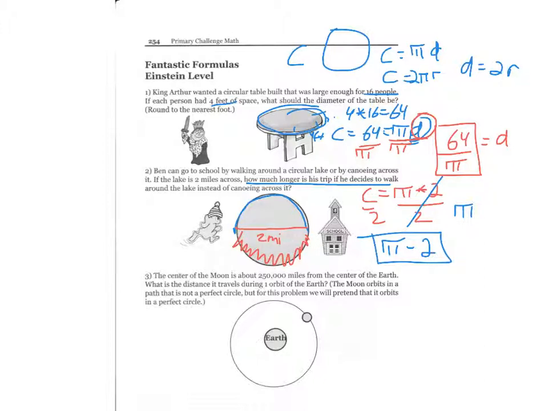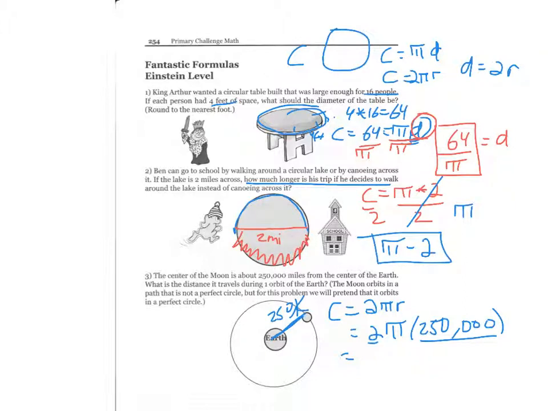The center of the moon is 250,000 miles. So you draw that and you say, okay, there's that 250,000. So how far does it go? Well, this is another circumference problem. So the circumference equals pi times diameter, but it also equals 2 times pi times r. So it equals 2 times pi times 250,000. So we'll multiply the 2 by 250,000, equals 500,000 pi.